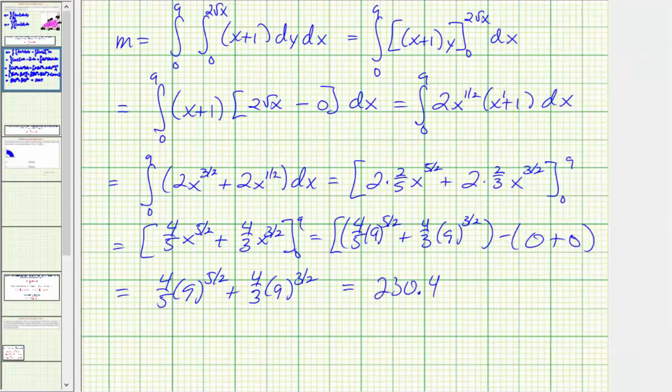Now because we're not given units though, we don't know if this is slugs or kilograms, but this would be the mass of the lamina over the region R with the given density function.